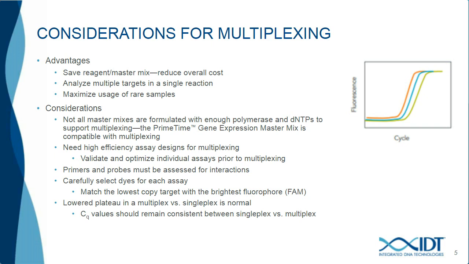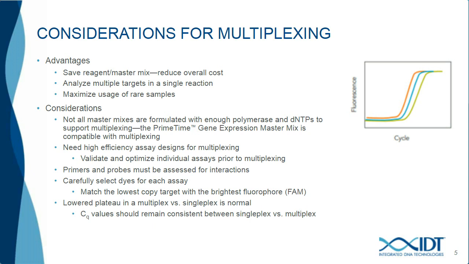I wanted to spend just a few moments discussing some considerations for multiplexing. A few advantages to multiplexing is you can save on reagent and master mix costs. You can also analyze multiple targets in a single reaction. This can help maximize the usage of rare samples, as you only need to input the sample once to assay for multiple targets.